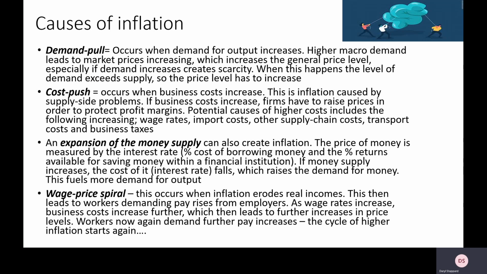Workers again notice that prices have increased, and they will then demand another pay rise, which will again inflate business costs even more, which means prices grow again, which means workers then again get a further pay rise. And this will then create a spiral of inflation. So prices growing means that wages have to grow. If wages grow, prices grow again, which means wage rates have to keep growing. And this is the start often of hyperinflation creeping into an economy.